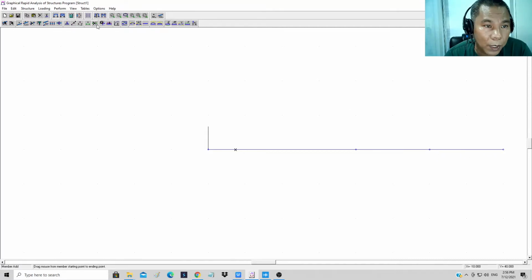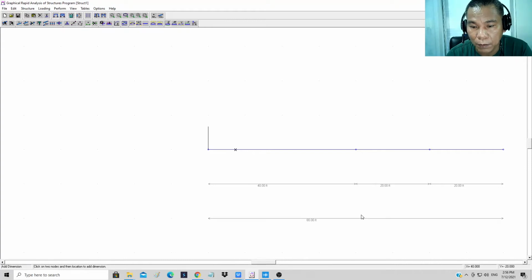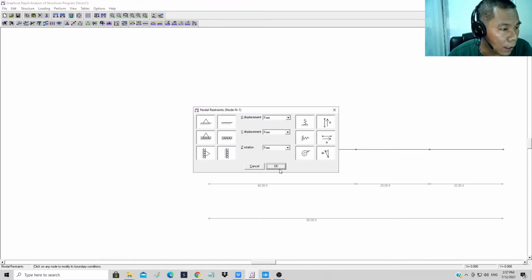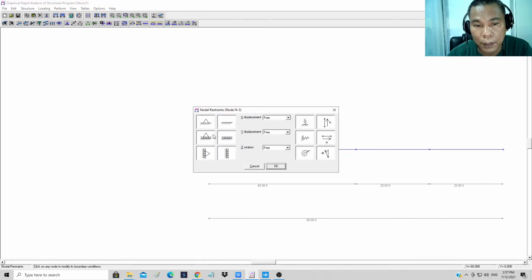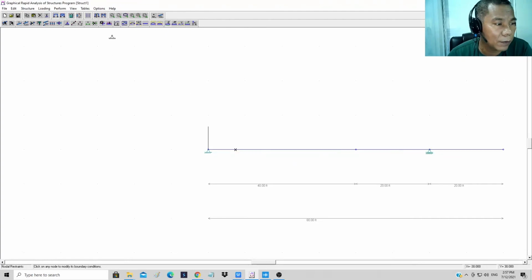We have a length of the beam equal to 80 feet. Here we have 40 feet, 20 feet, and 20 feet. So the total length of the beam is equal to 80 feet. And of course, the support on the left is a hand support and a roller support at point B here. This is point B.